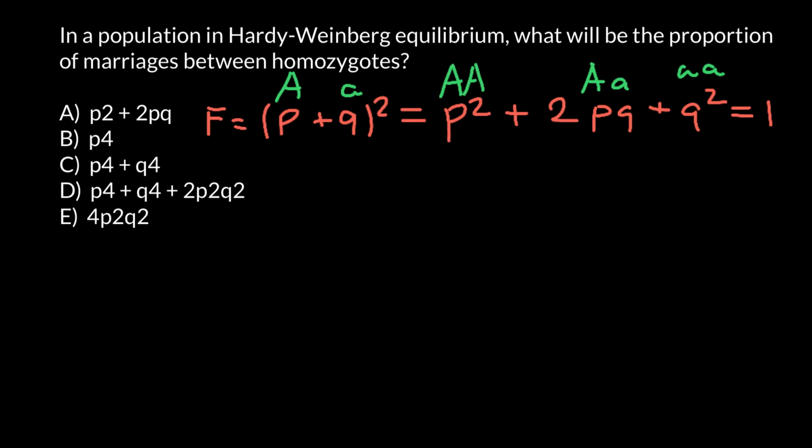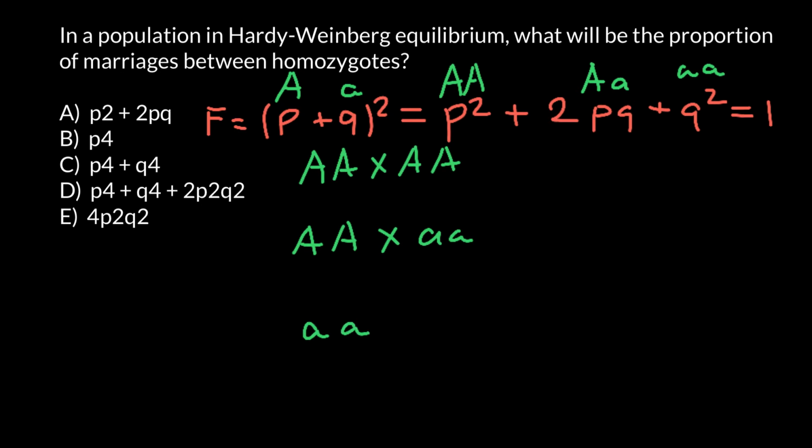The first variant is that homozygous dominant would mate with homozygous dominant. Another variant is homozygous dominant mating with homozygous recessive. Another variant is homozygous recessive mating with homozygous recessive. So as you see, we may have three variants. One more time, for homozygous dominant we have P squared. This is how it's going to look if we refer to our formula.